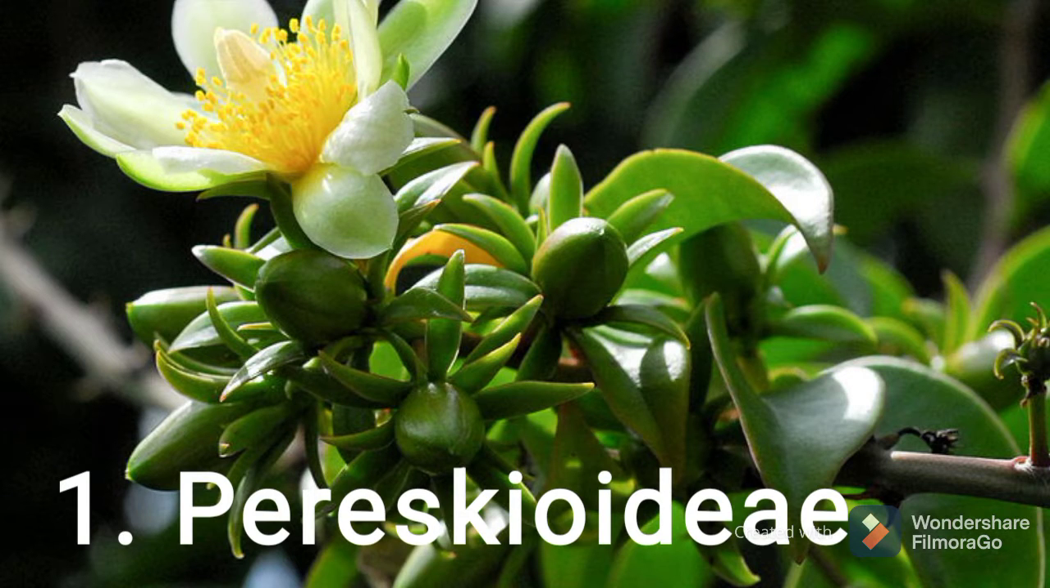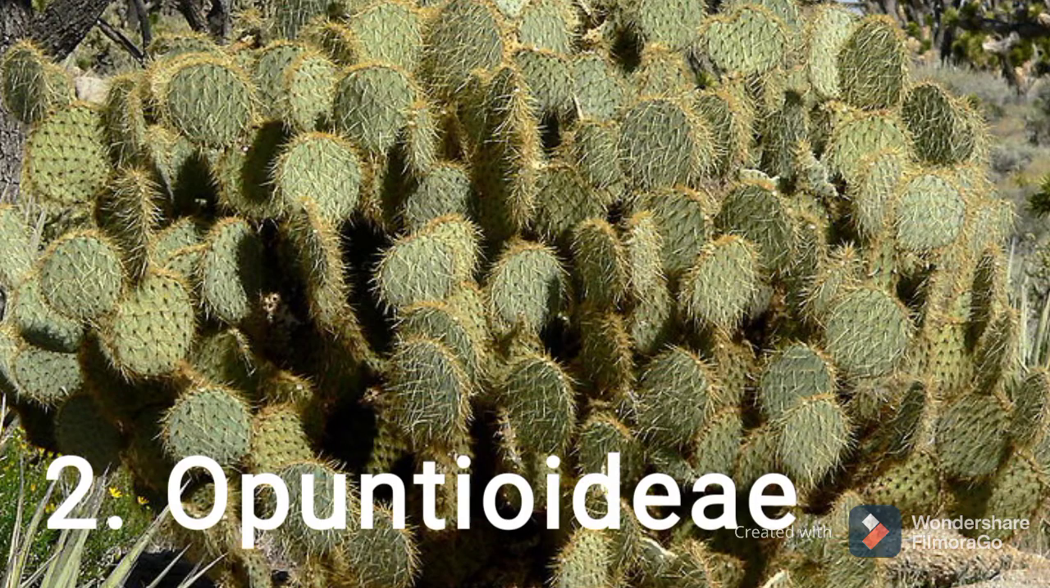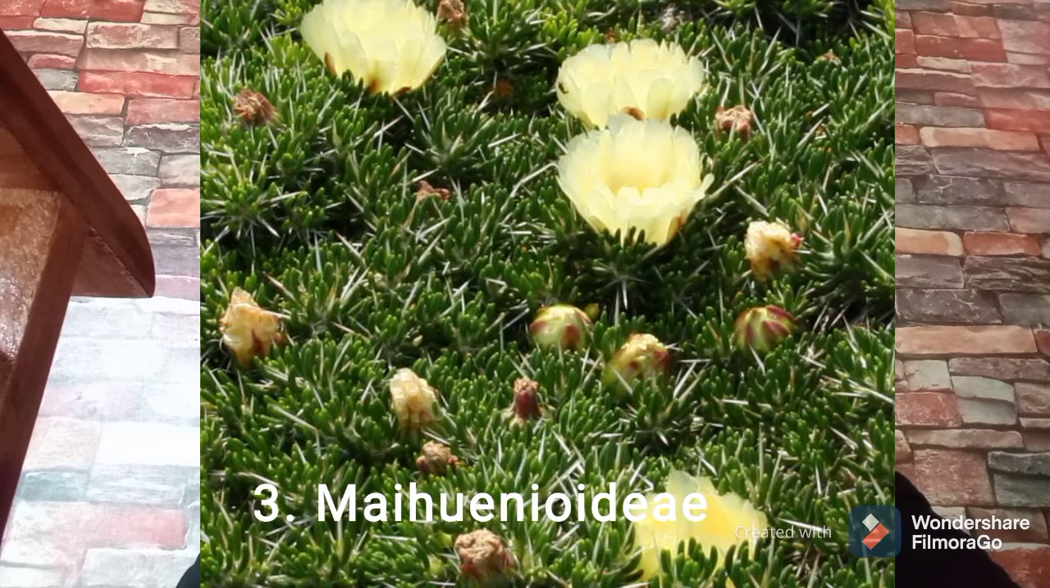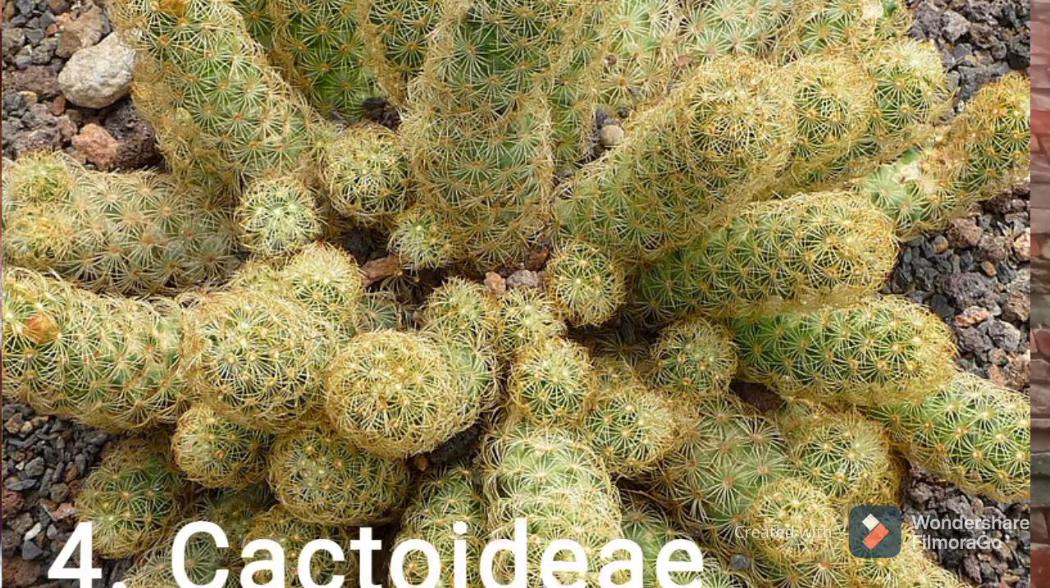The ICSG classification of the cactus family recognized 4 subfamilies, the largest of which was divided into 9 tribes. The subfamilies were: number 1, Pereskioideae, Pereskia aculeata. Number 2, we have Opuntioideae, Opuntia chlorotica. Number 3, we have Maihuenioideae, Maihuenia poeppigii. Number 4, we have Cactoideae, Mammillaria elongata.